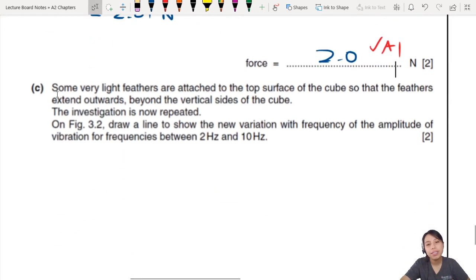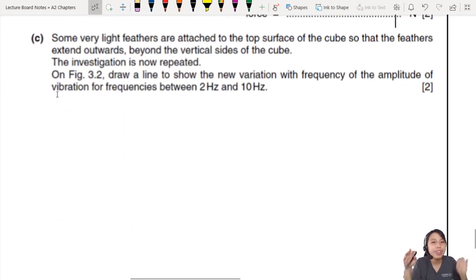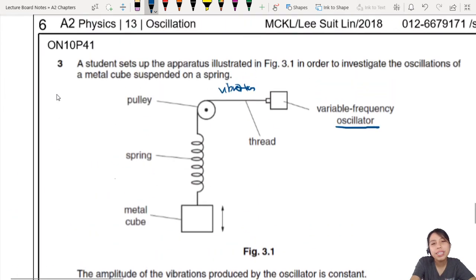Some very light feathers are attached to the top surface of the cube so that the feathers extend outwards beyond the vertical side of the cube. The investigation is now repeated. On the graph just now, draw a line to show the new variation of frequency of the amplitude of vibration for frequency between 2 and 10. What feather are they talking about?